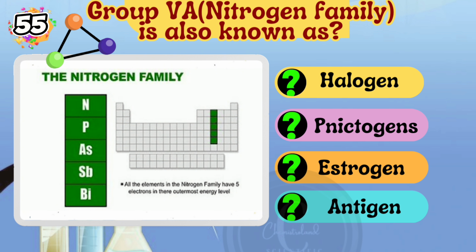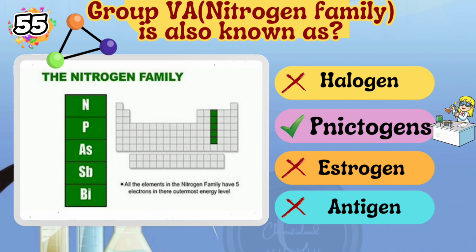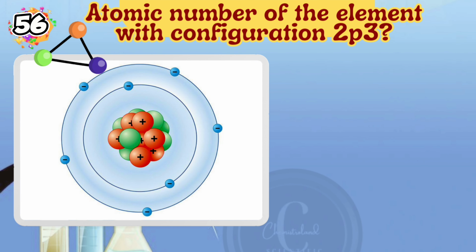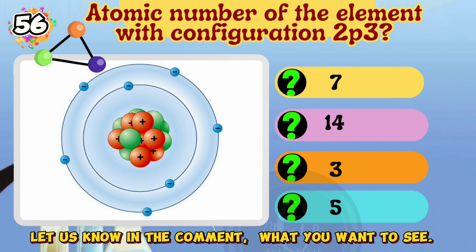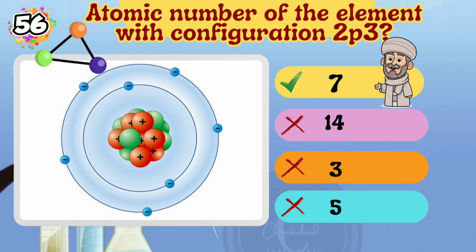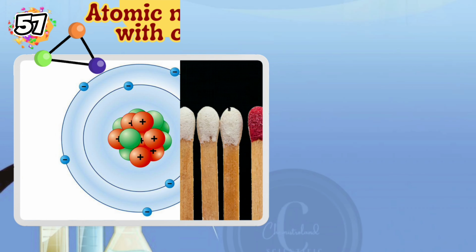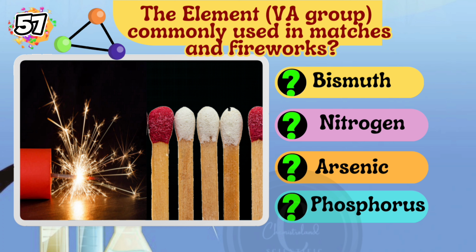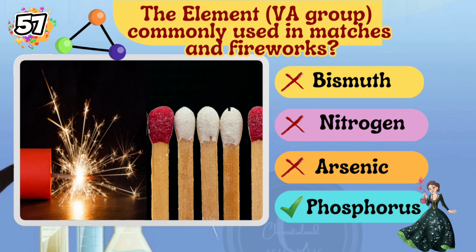Nitrogen family, also known as... Pnictogen, is another name of nitrogen family. What is the atomic number of element having electronic configuration 2p3? Atomic number is 7. An element is nitrogen. Name the element of 5A group, commonly used in matches and fireworks. Phosphorus is the right answer.